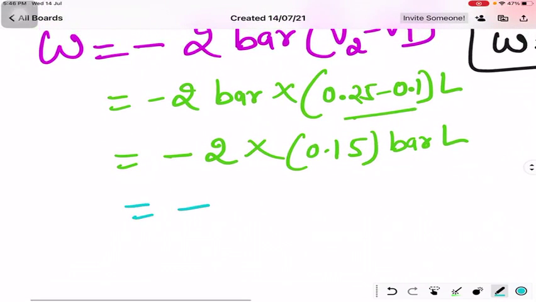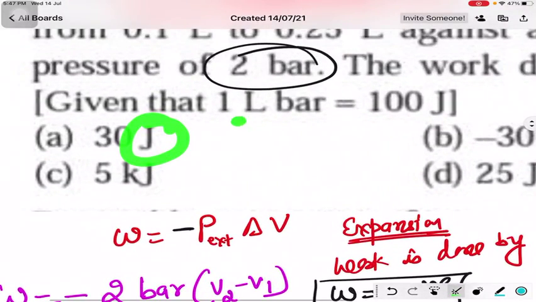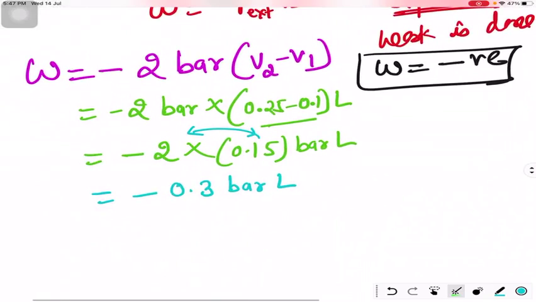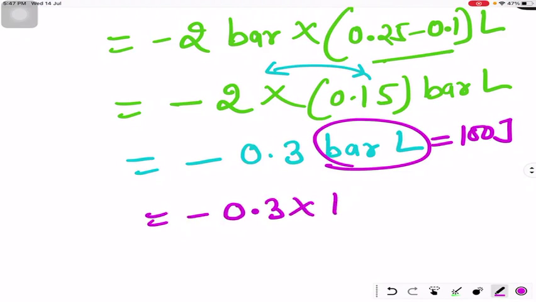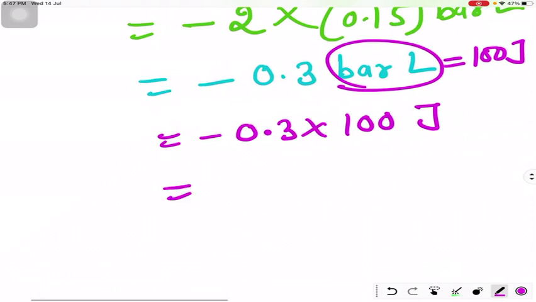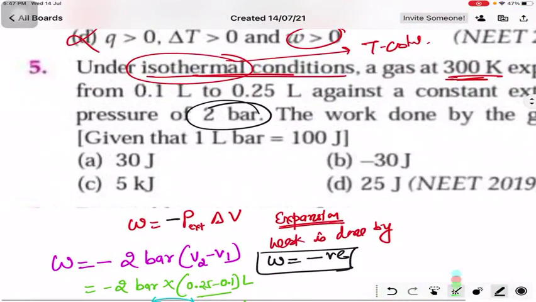Next, minus, on multiplying these 2 numbers, we get 0.3 bar liter. Now your answer is in joule. So the conversion factor is also given: 1 liter bar is equal to 100 joule. So we can put the value of bar liter here. It is minus 0.3 into 100 joule. So we get minus 30 joule. This is the correct option. This is your option number B, your correct option.